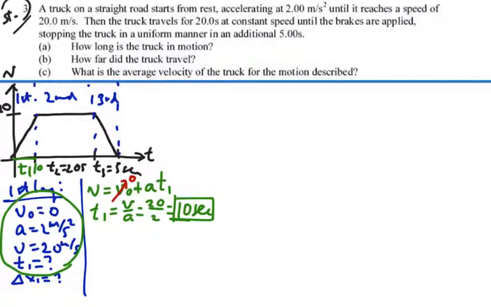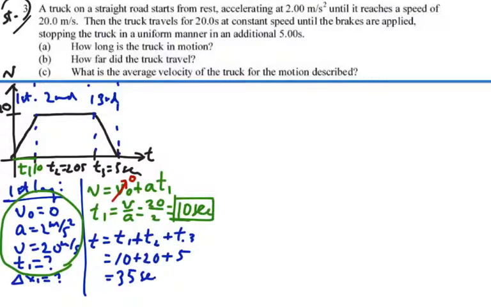Sounds good. So first question is, how long is the truck in motion? Well, the total time is going to equal the time for the first leg plus the second leg plus the third leg. And in this case, that is going to be 20 seconds for the second leg and 5 seconds for the last leg. So the truck is in motion for 35 seconds. Sounds good. Alright, part B.